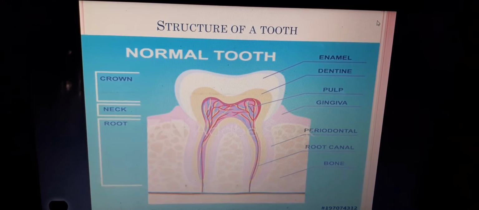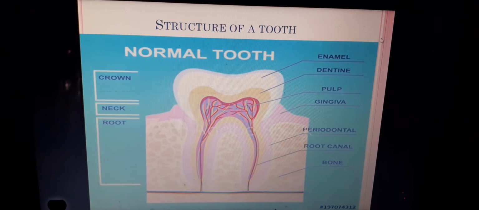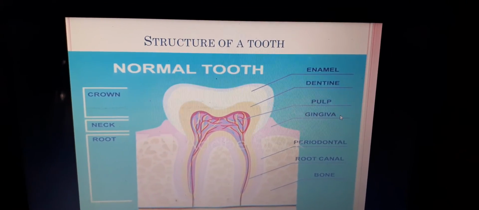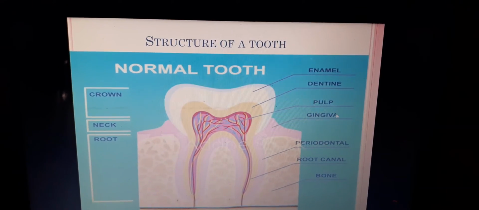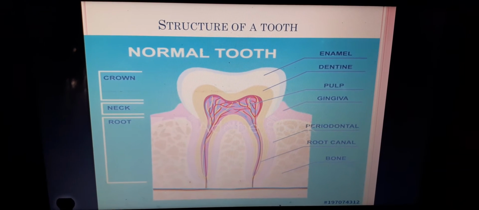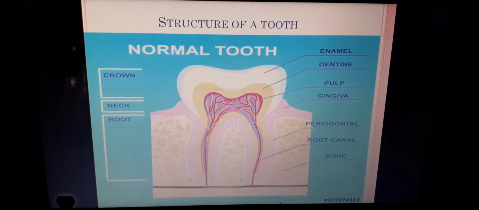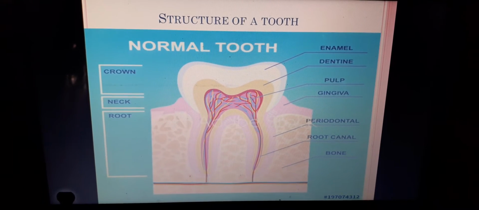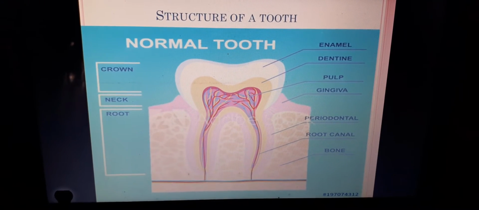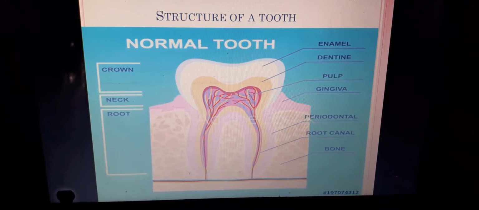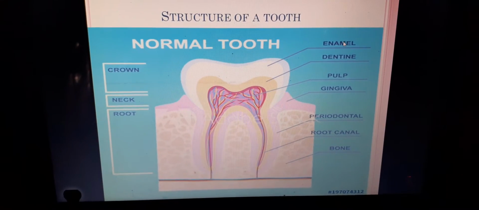Now if we see the tooth internally, this is the structure of a tooth. Enamel is the white part of a tooth and it is the hardest substance in our body. It is deposited outside the crown of a tooth and it contains calcium salts. So enamel is the hardest part of our tooth.